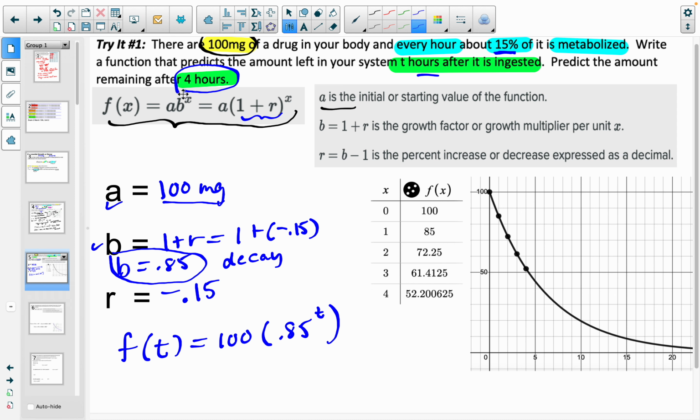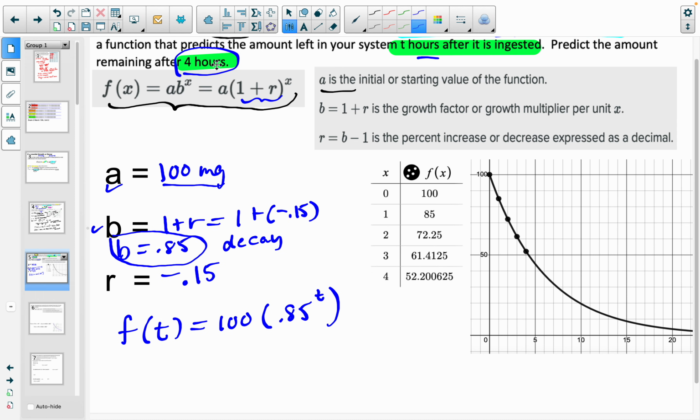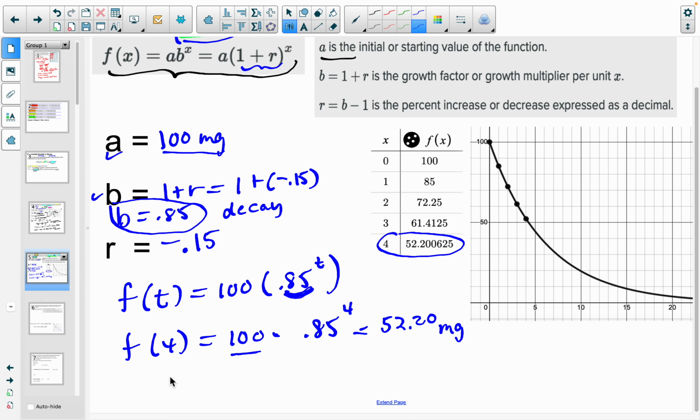And we want to find, okay, how much is left after 4 hours. So we're just going to evaluate our function. We're going to say if 4 hours has gone by, then I can estimate how much I have left. I initially had 100 milligrams, but it's decaying at a factor of 0.85, times 0.85 raised to the 4th power. When I put that into my calculator, that gives me 52.20. And if I write that with my units, milligrams. So this says after 4 hours has gone by, I have 52.2 milligrams of the drug left in my body.